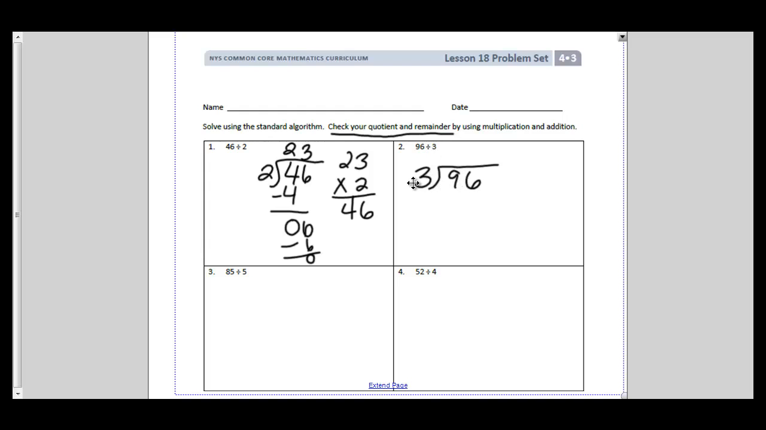All right, so I take 9 divided by 3. 9 divided by 3 is 3 with no remainder. Now I'm going to divide the ones. 6 divided by 3 is 2 with no remainder. 6 minus 6 is 0. So now I'm going to check. 32 times 3, that gives me 96. Try to do this one by yourself.